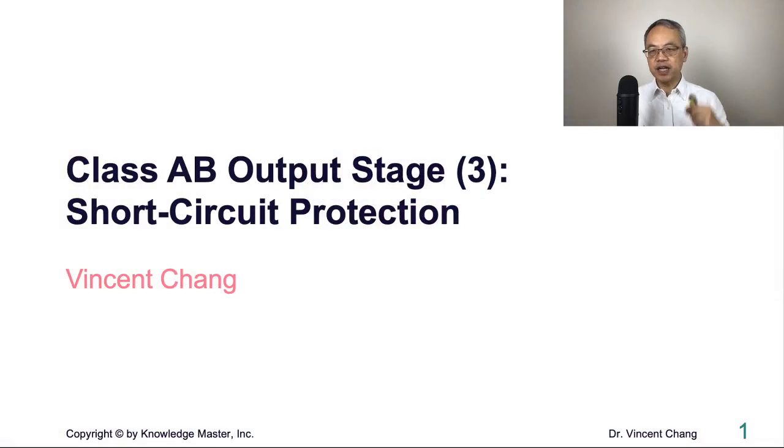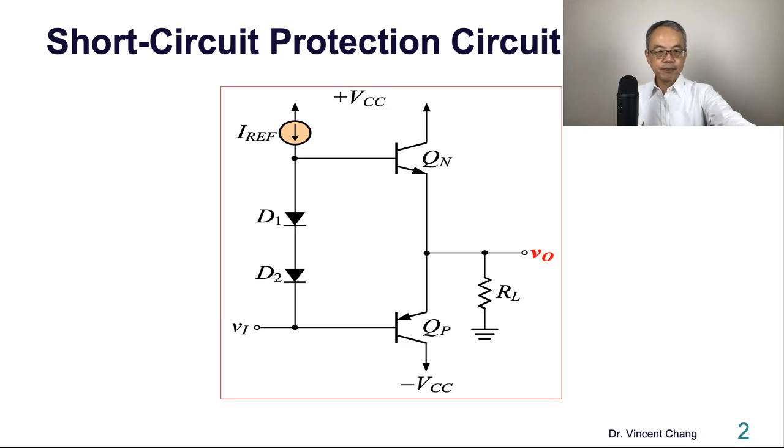In this video, I'm going to teach you Class AB Upstage Part 3, Short Circuit Protection circuitry. This video is related to the other variations of the Class AB upstage. Remember the first variation, Darlington NPN. The second, compound PNP. Here's the third one, the short circuit protection circuitry.